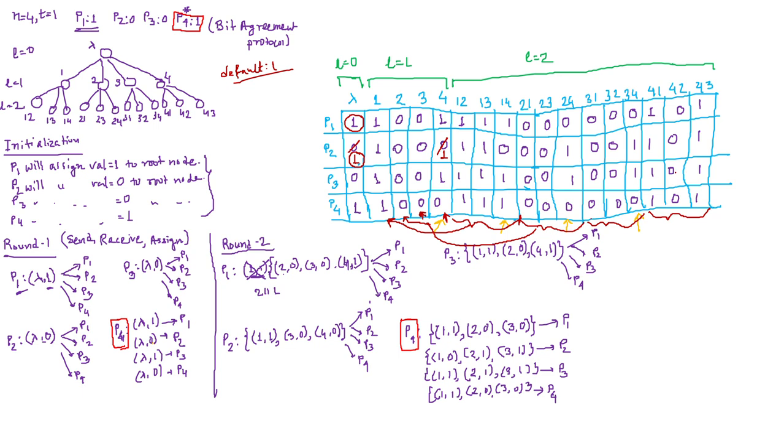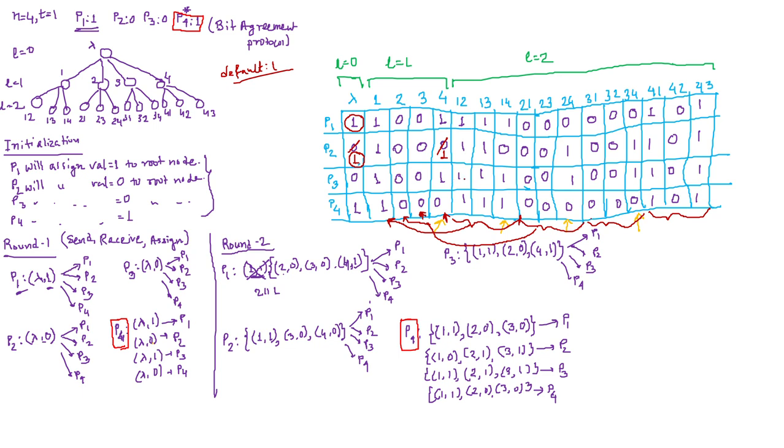For P3, again 1, 0, 1, majority is 1. So this should be 1. Okay. 3, 1, 3, 2, 3, 4, 0, 0, 1. Majority count is 0. This is already 0. 2, 1, 2, 3, 3, 4, 0, 0, 1. Majority count is 0, which is already 0.